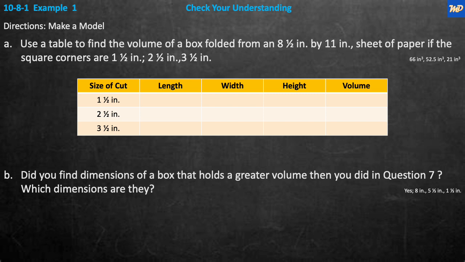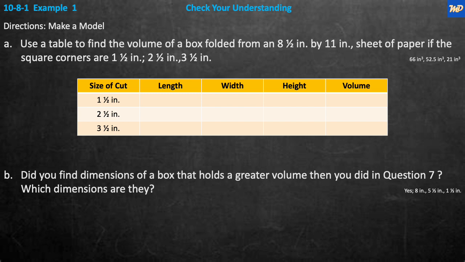Okay, example 1, check your understanding. Make a model. Or in our case, we're going to use the table. Use a table to find the volume of a box folded from an 8.5 by 11 sheet of paper if the square corners are now 1.5 inches, 2.5 inches, and 3.5 inches.